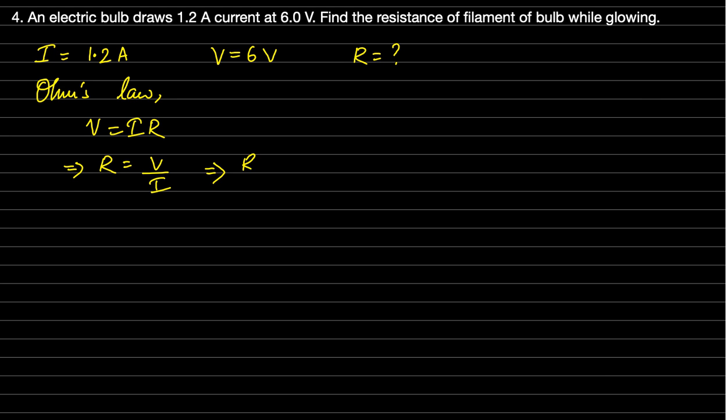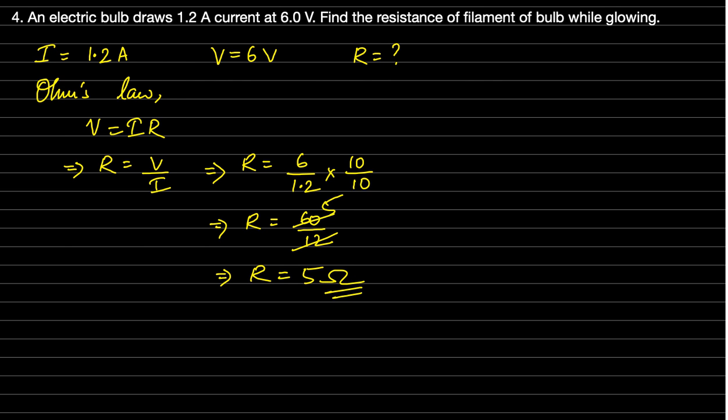So R happens to be, V is 6 divided by I is 1.2. We multiply numerator and denominator by 10. So we get the value of R as 60 divided by 12. Now 12 into 5 times is 60. So the value of R is equal to 5 ohms. So the value of R over here is 5 ohms.